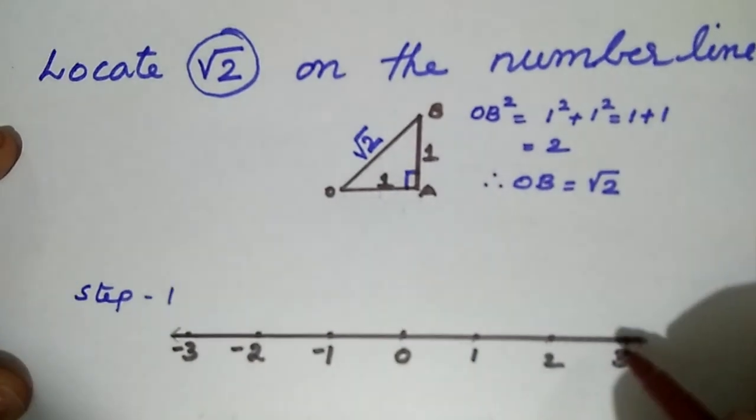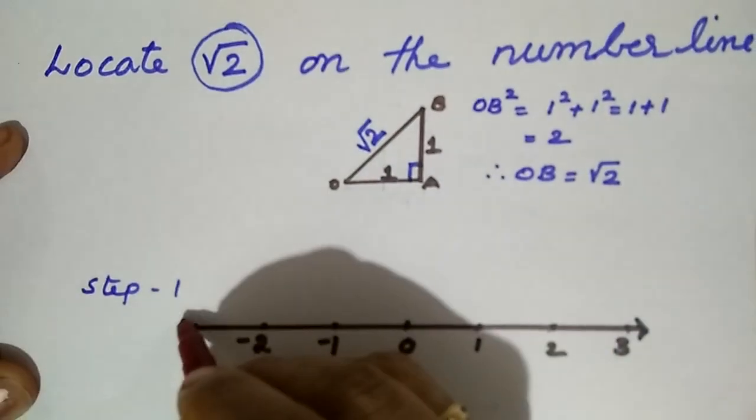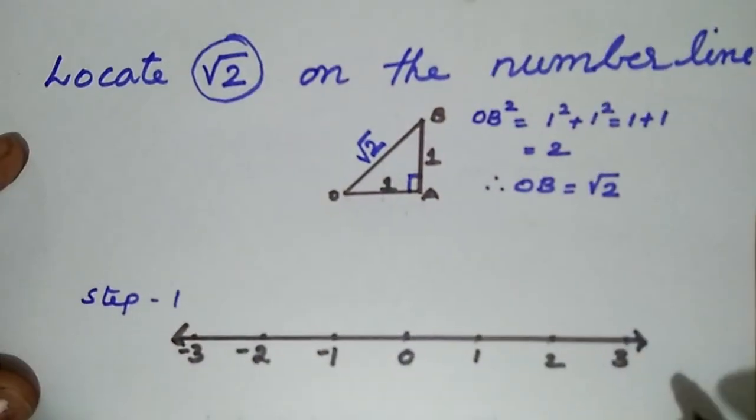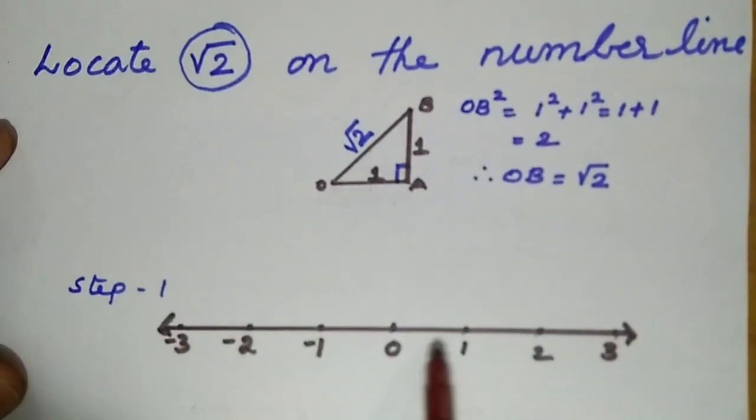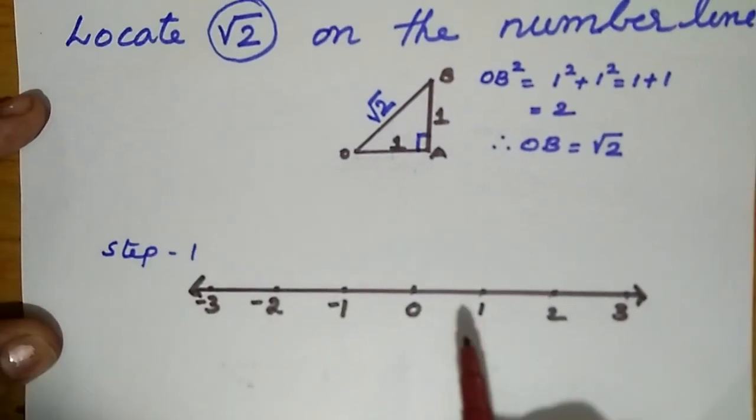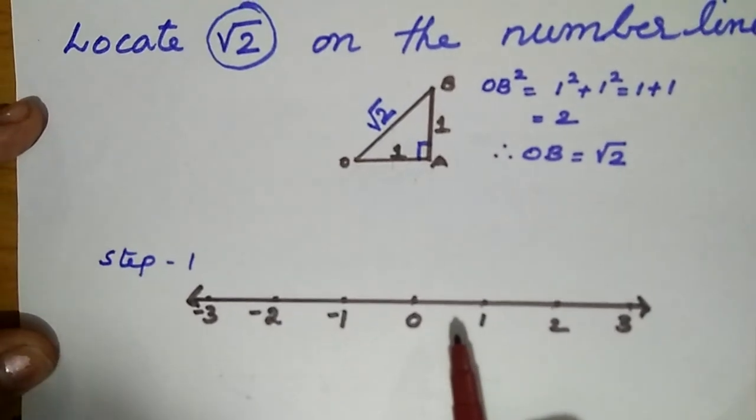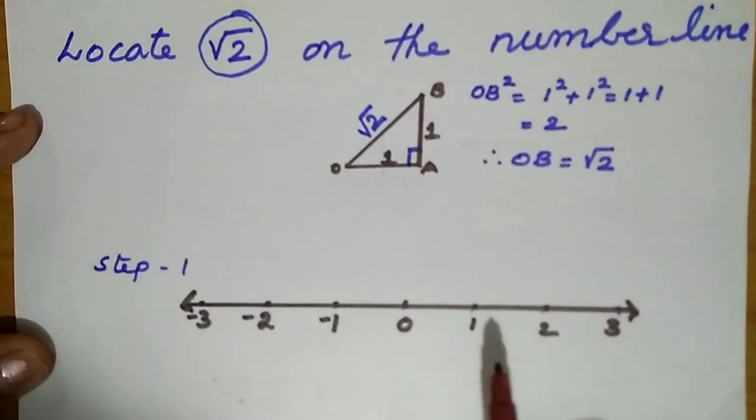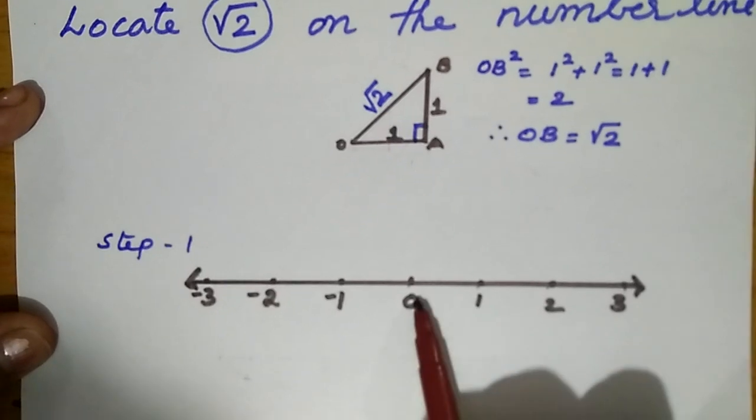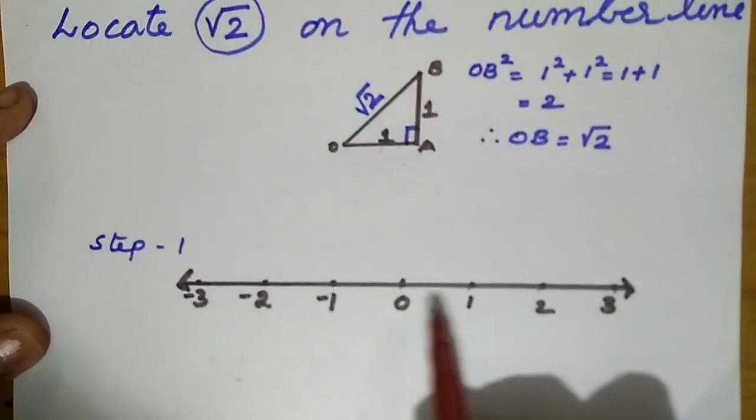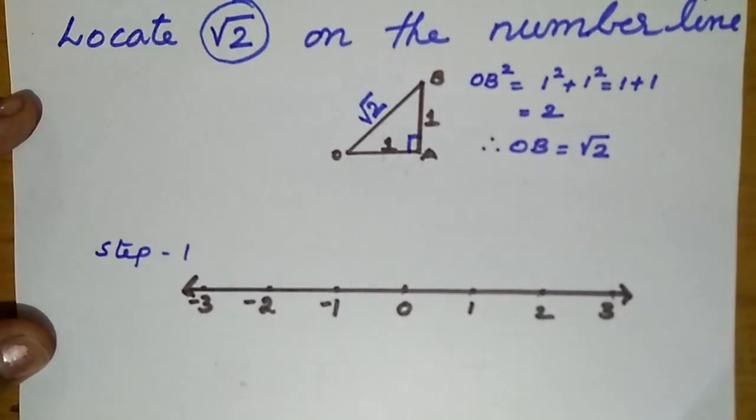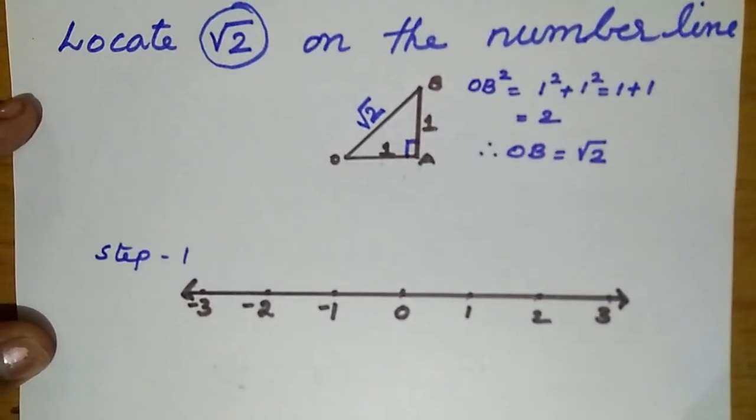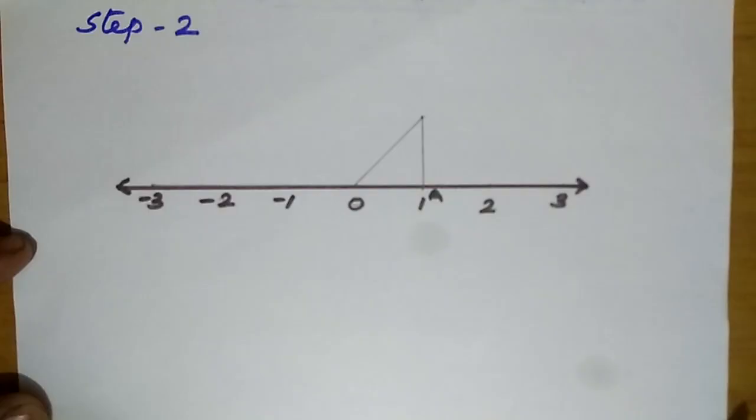I hope you understood the first step. Since it's a number line, you should not forget to put the arrows. So what we have done: draw the number line with 1 centimeter equal gaps. You have to take 1 centimeter only; I just made it bigger for viewing purposes only. The right side of the 0 is positive, the left side of the 0 is negative. This is step 1 for representing root 2 on the number line.